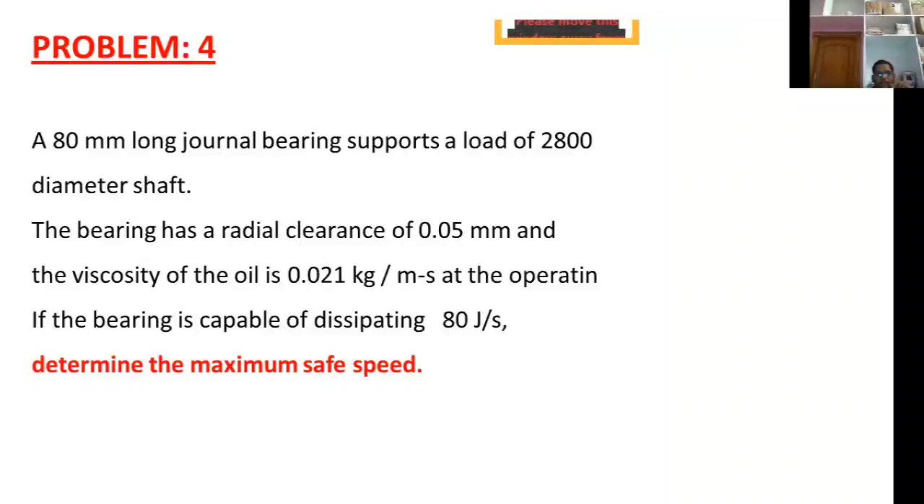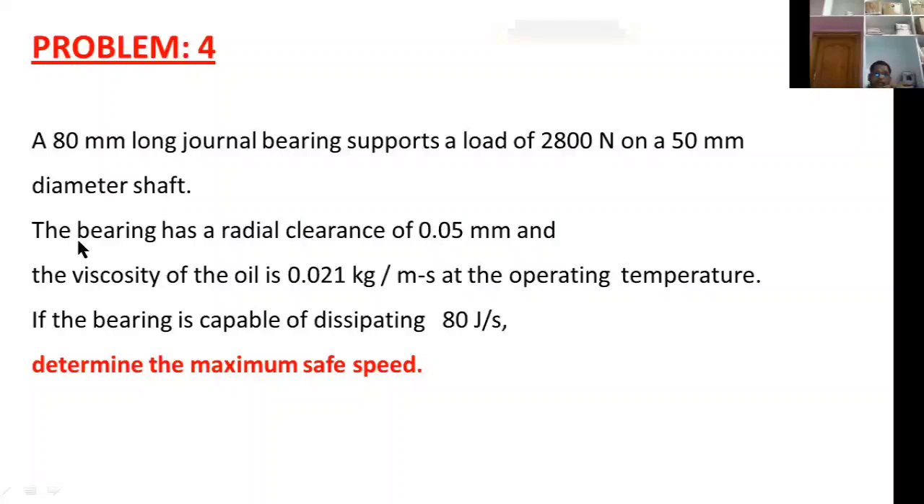Now I am going to explain another problem, this is problem number 4. Here the given data is a 80 mm long journal bearing supports a load of 2800 newtons on a 50 mm diameter shaft. The bearing has a radial clearance of 0.05 mm and the viscosity of the oil is 0.021 kg per meter second.